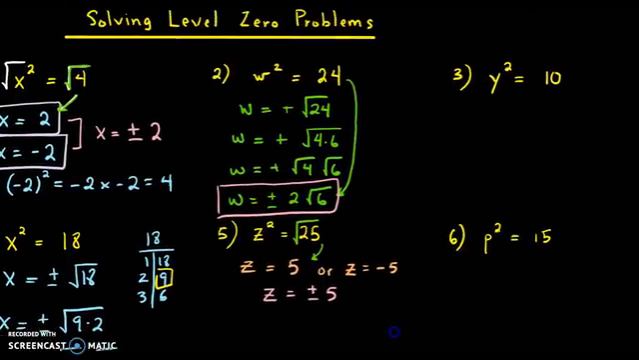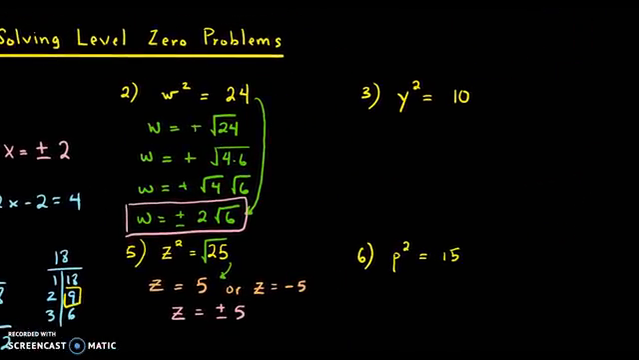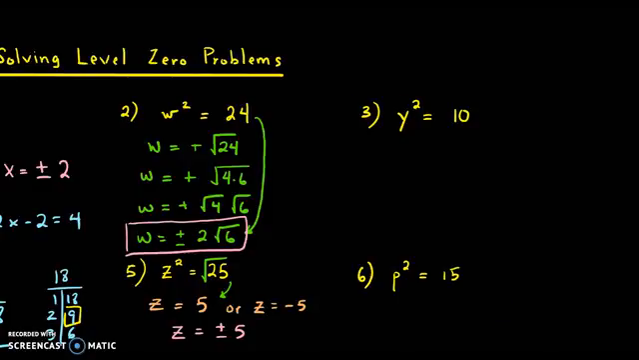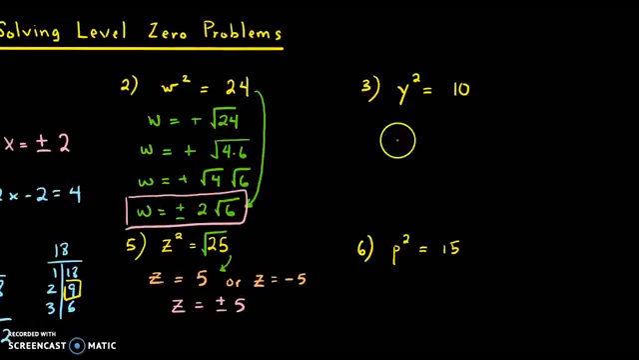Alright, so we're almost done with these problems. Let's jump over to 3 and then we'll work out 6. Alright, so problem 3. We have y squared is equal to 10. Now, hopefully you recognize that 10 is not a perfect square by now. There's no number times itself that'll give us 10, at least no integer. So we're going to say y is equal to plus minus the square root of 10.